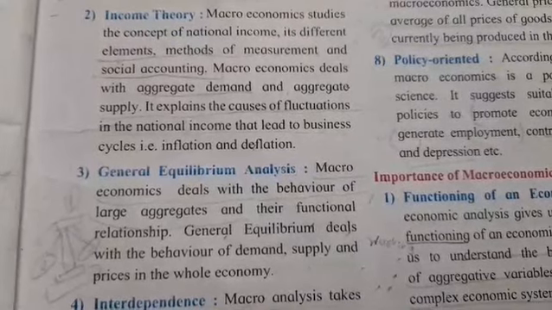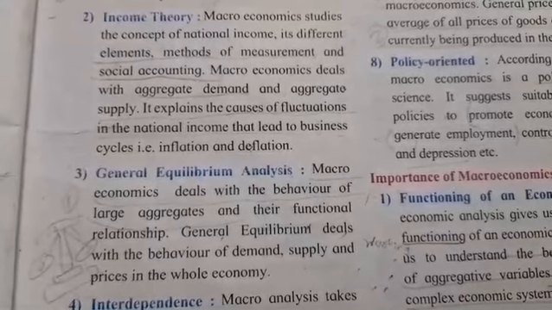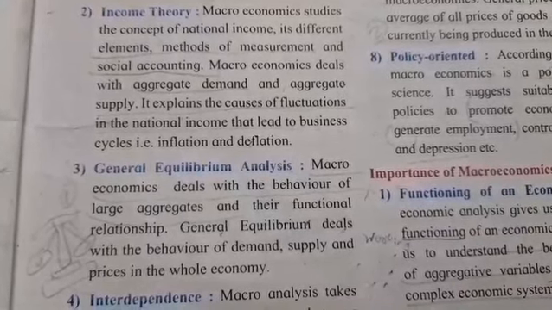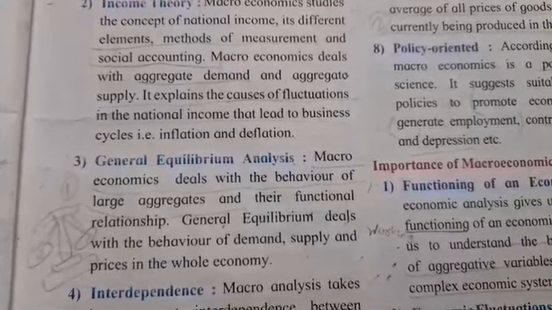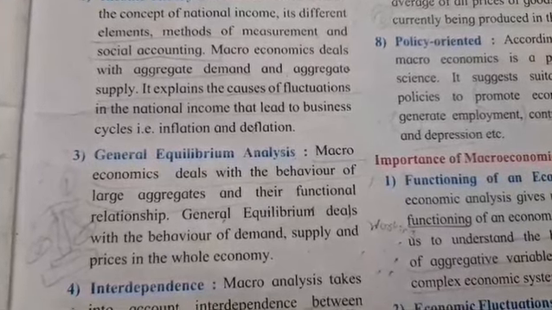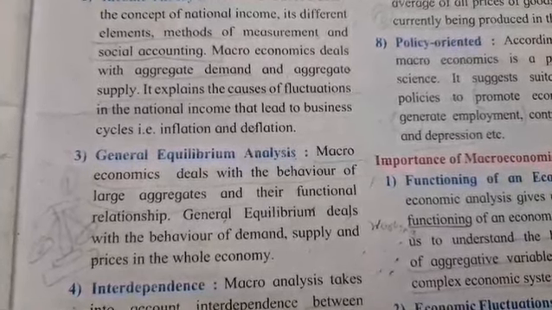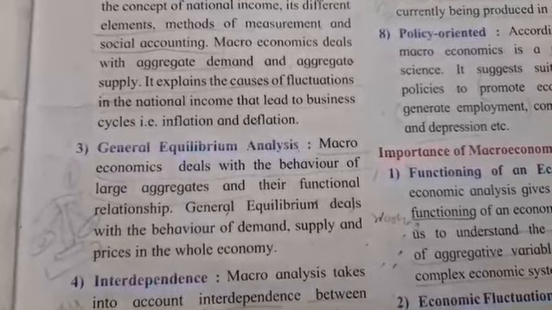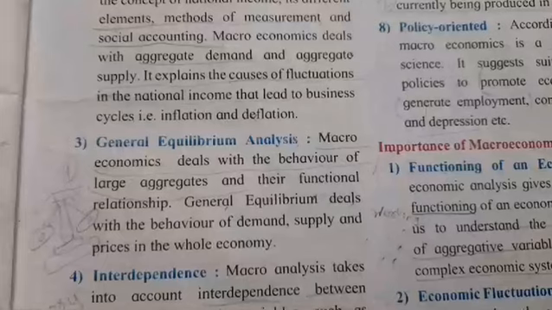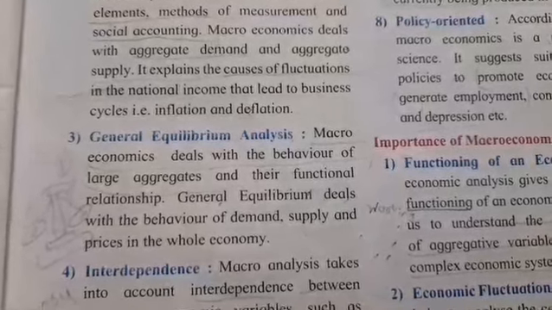Second, income theory. Macroeconomics studies the concept of national income, its different elements, method of measurement and social accounting. Macroeconomics deals with aggregate demand and aggregate supply. It explains the causes of fluctuations in the national income that lead to business cycles, which is inflation and deflation.